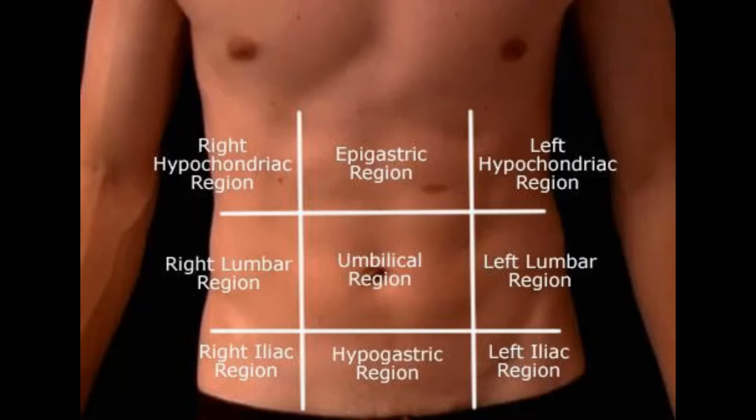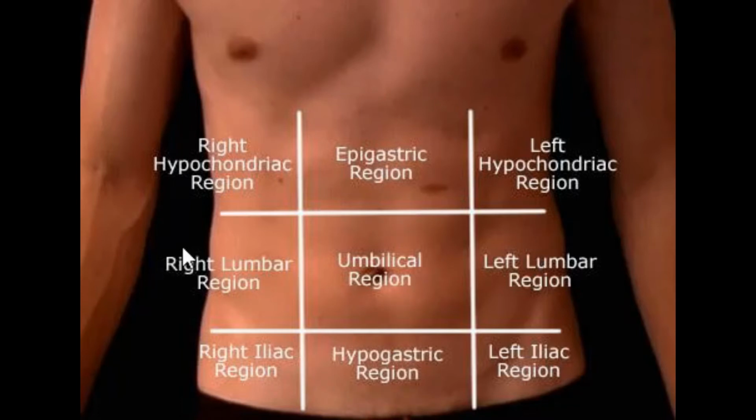When identifying organs and different things in the anterior abdominal wall, we usually divide it into 9 quadrants or 9 areas. As you can see here, these areas are labeled: right hypochondriac region, left hypochondriac region, right iliac region, left iliac region, epigastric region in the center, umbilical region where your umbilicus is, hypogastric region below this, and the right lumbar and left lumbar regions. So we have the hypochondriac regions, the iliac regions, the epigastric region, and the lumbar regions.